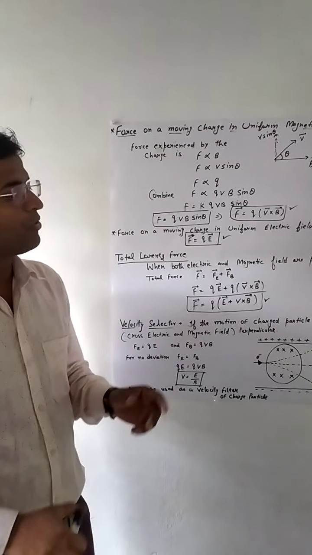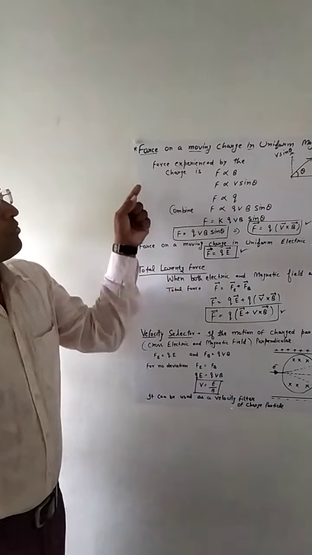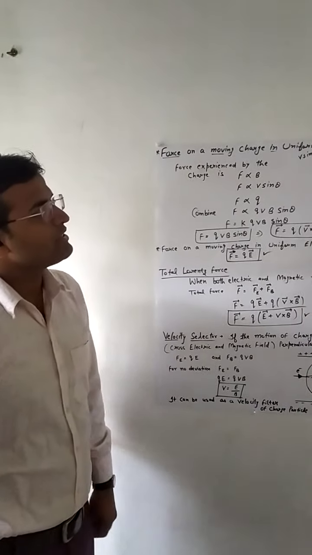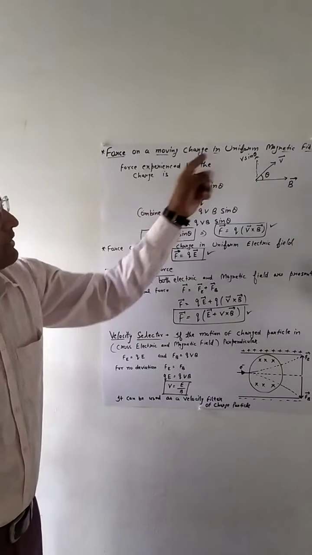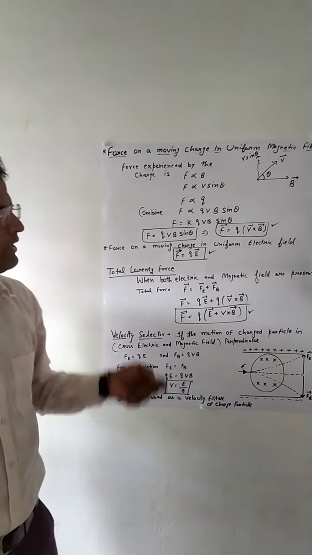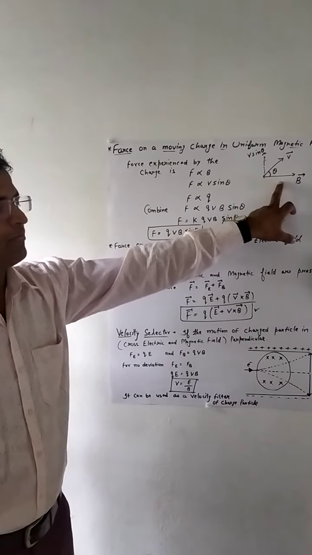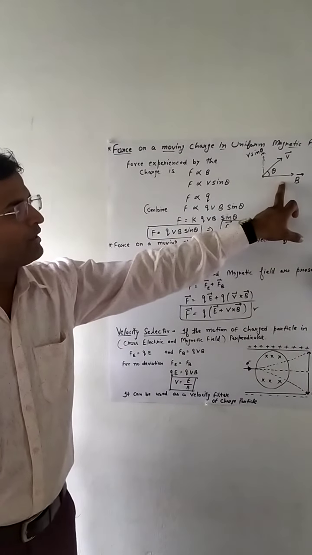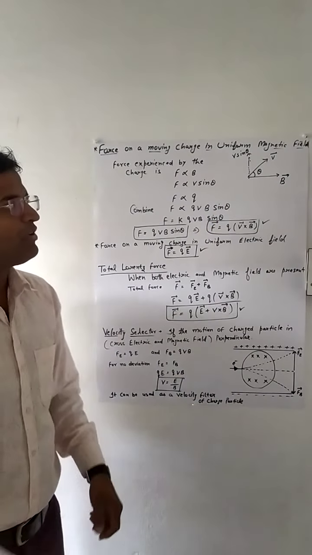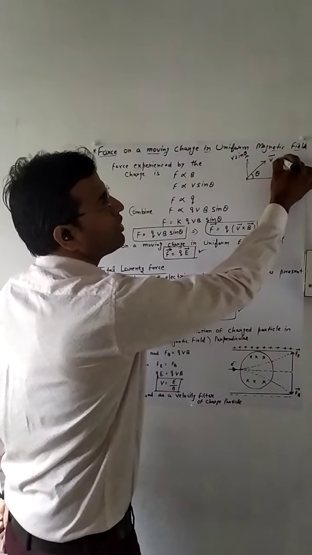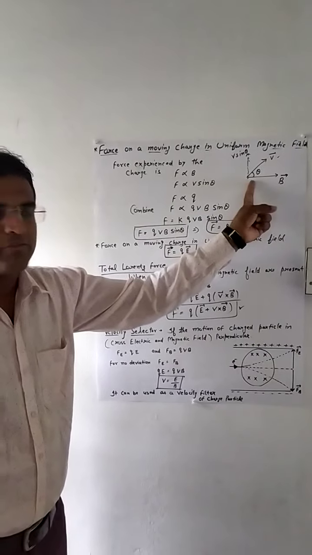Our topic from the chapter Moving Charge and Magnetic Field is force on a moving charge in uniform magnetic field. When a charged particle is placed in uniform magnetic field, it experiences a force. Let us consider magnetic field B, which acts along the x-axis, and a charged particle moving with velocity V, making an angle theta with the direction of magnetic field.